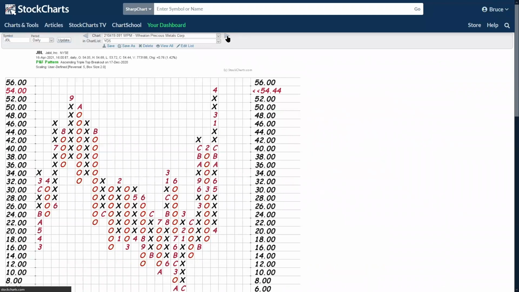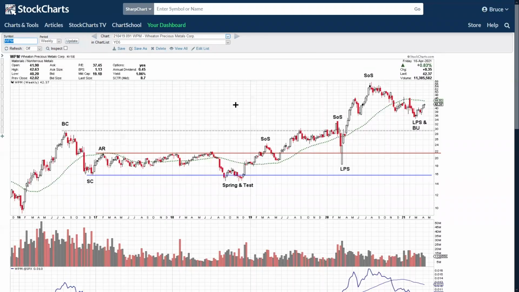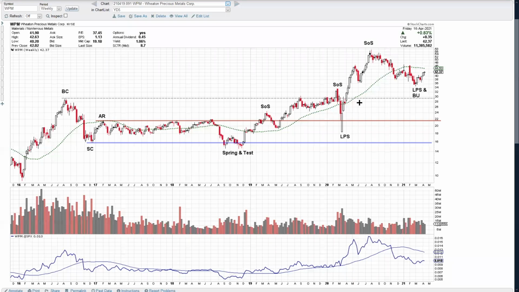And then finally, our fifth stock is Wheaton Precious Metals, primarily a silver producer. And here is a very large structure back to 2016. Buying climax, then a selling climax, automatic rally, range bound condition. Look at how beautifully it's acted, making higher highs, higher lows, sign of strength, and then a last point of support at the COVID low after a spring and a test here in 2018. Then a beautiful sign of strength up and out, wants to be in an uptrend. Look at this beautiful uptrend in relative strength.